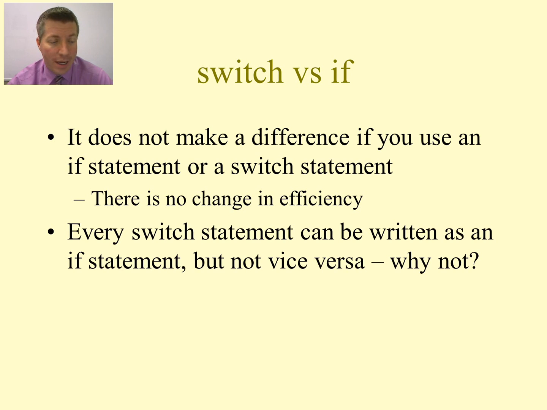The second bullet that I have there is an important one. Every switch statement can be written as an if statement. However, we cannot go the other way around. So if we have a switch statement, we can easily write an if statement for it. However, if we have an if statement, we might not be able to write a corresponding switch statement. This makes sense, obviously, if the if statement has ranges or ands, multiple variables being checked, we're not going to be able to write a corresponding switch statement.